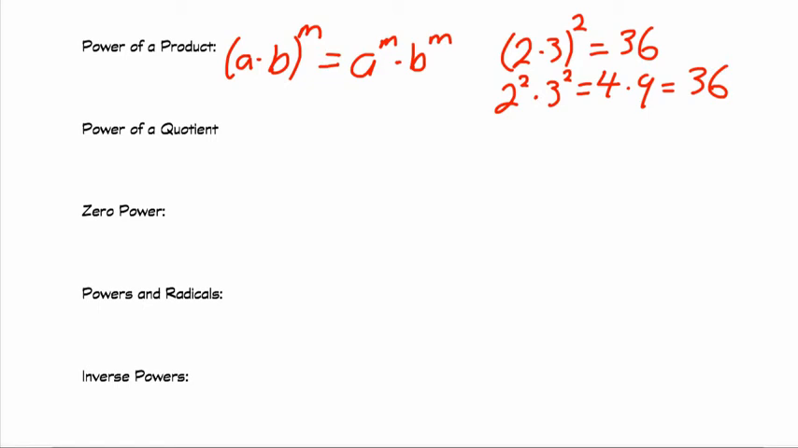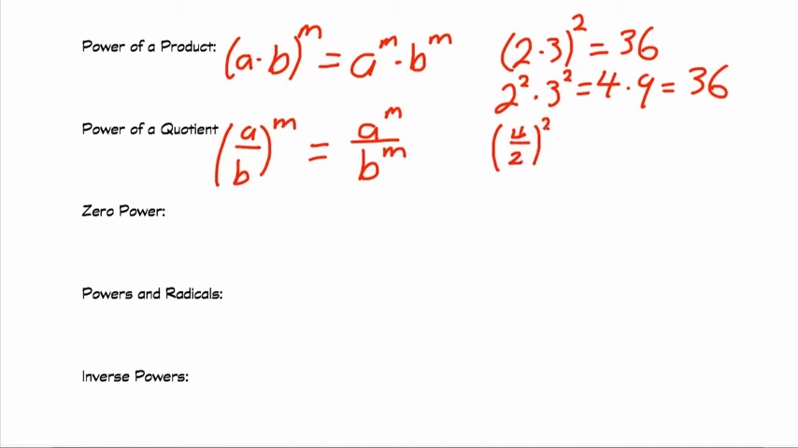Now we have the power of a quotient. If we have a over b to the power of m, similar to the last rule we had here, this is equal to a to the power of m divided by b to the power of m. So if we had 4 over 2 to the power of 2, this is equal to 2 to the power of 2, which is equal to 4.